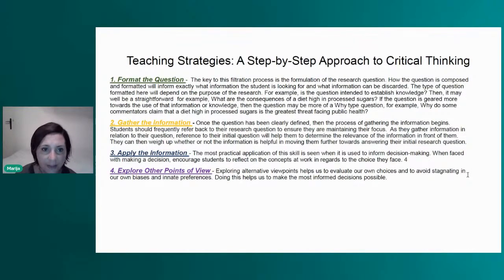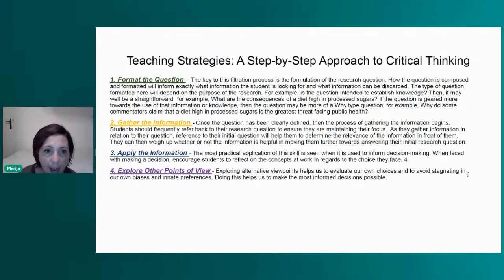Students should frequently refer back to their research questions to ensure they are maintaining their focus. As they gather information in relation to their questions, a reference to their initial questions will help them to determine the relevance of the information in front of them.